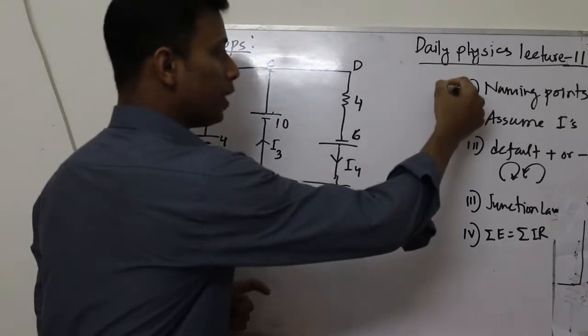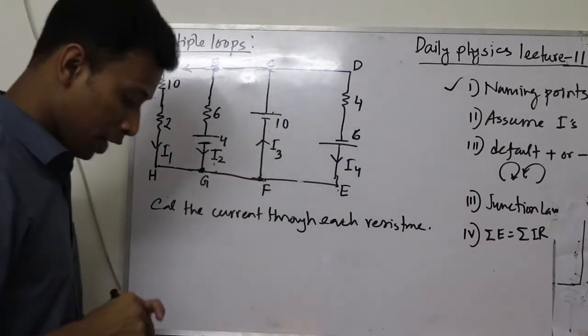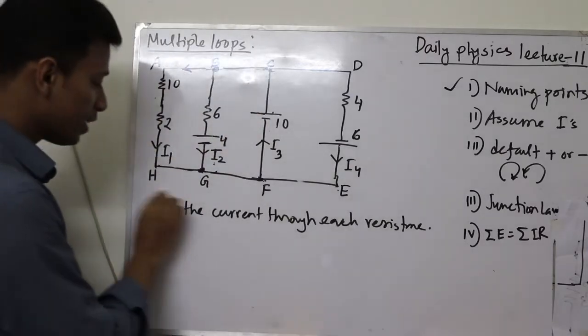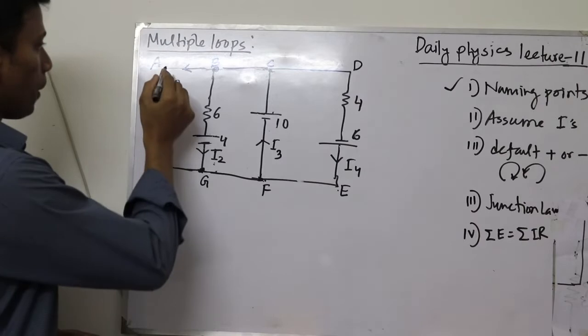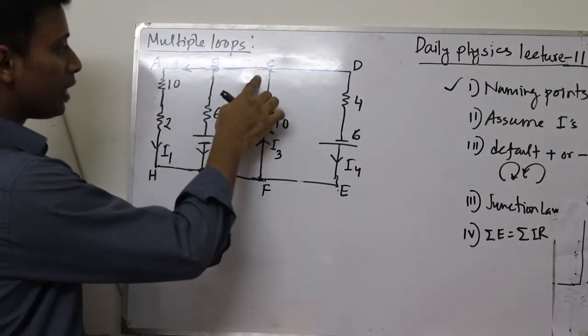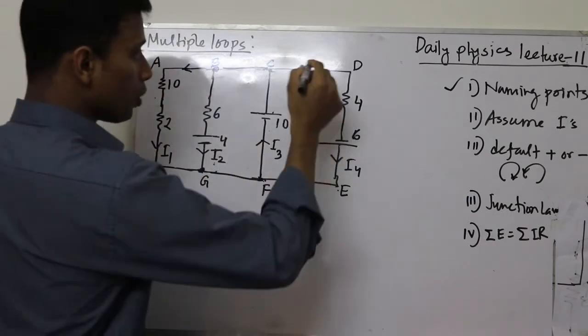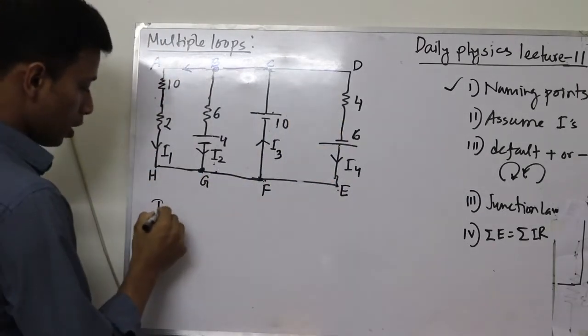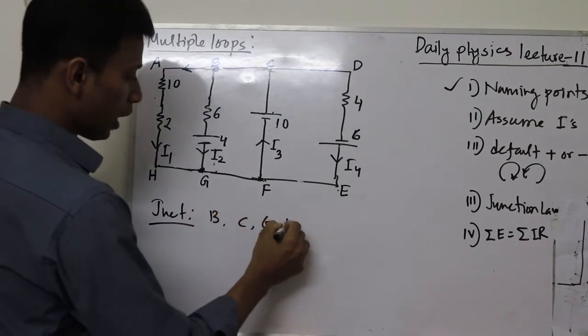So step 1 is completed. Let me find out what the junctions are. Here in this question, B, C, F and G, these 4 are junctions. So our junctions are B, C, G and F.